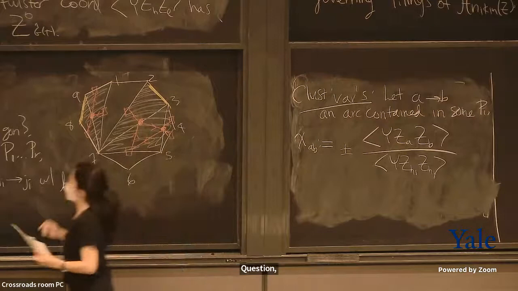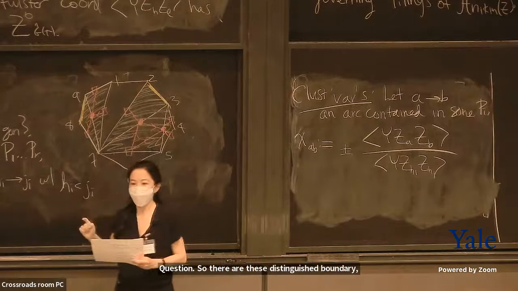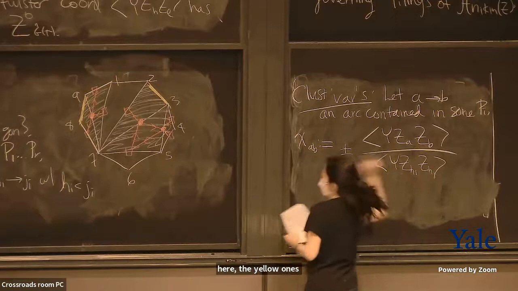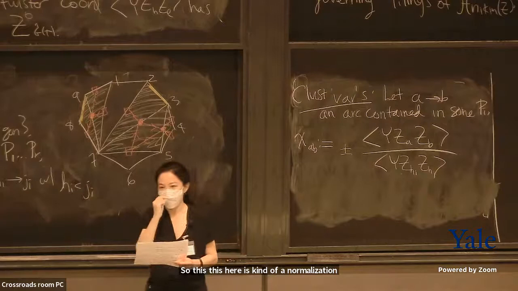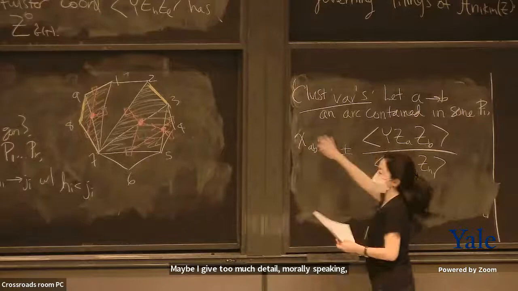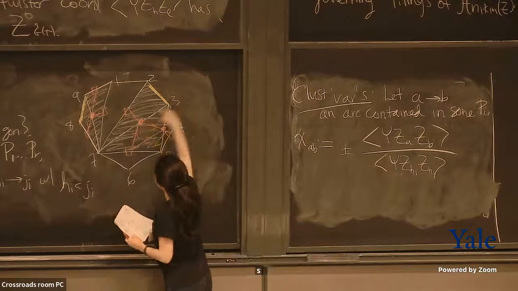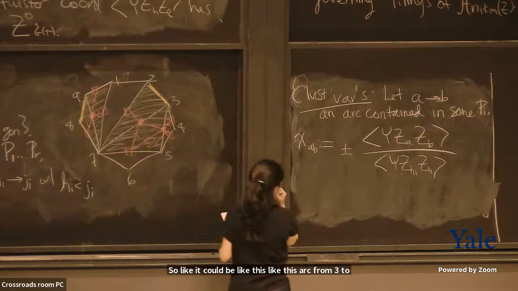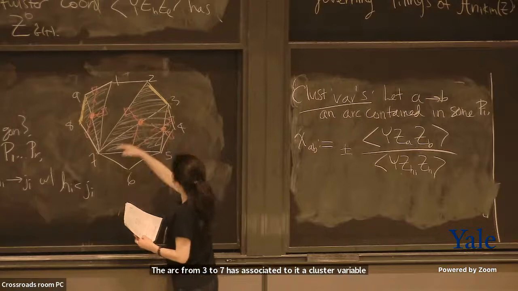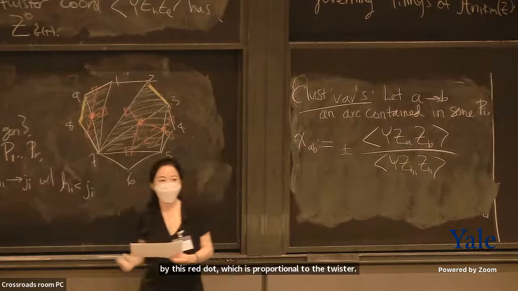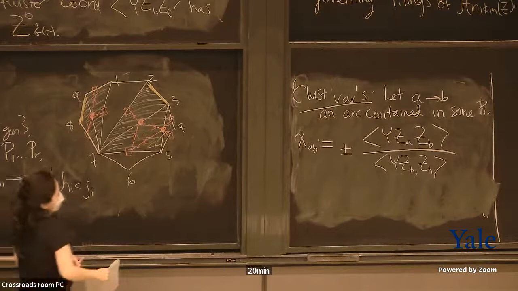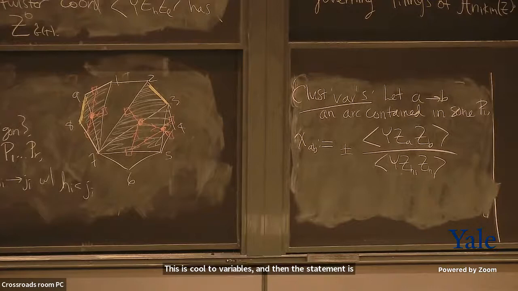So there are these distinguished boundary arcs here, the yellow ones. This here is a normalization corresponding to a particular side of the polygon. Maybe I give too much detail. Morally speaking, the cluster variables should be thought of exactly as the twistor coordinates. For example, the arc from 3 to 7 has associated to it a cluster variable indexed by this red dot, which is proportional to the twistor coordinate <Y z_3 z_7>. So this gives cluster variables, and then the statement is that this gives us a cluster variety structure on these tiles.